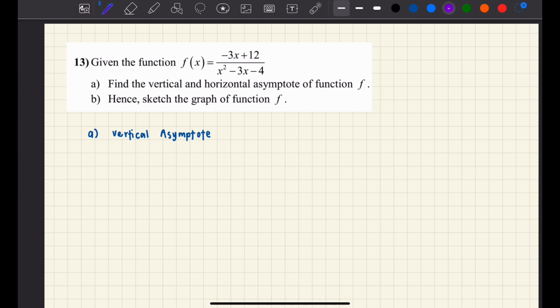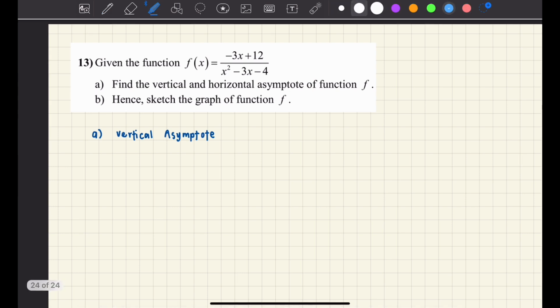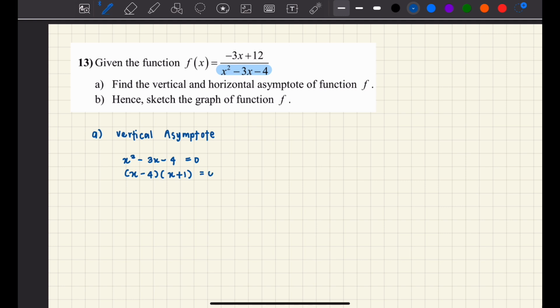So for vertical asymptote, awak tahu awak akan ambil bahagian denominator. So we just take the denominator part down here and we equal it to 0. So we will have x² - 3x - 4 = 0. Okay, so when we factorize this one, so kita akan dapat x - 3. Oops, I think it's x - 4. So (x - 4)(x + 1) = 0. Okay, so we have two values, x = 4 dengan x = -1.